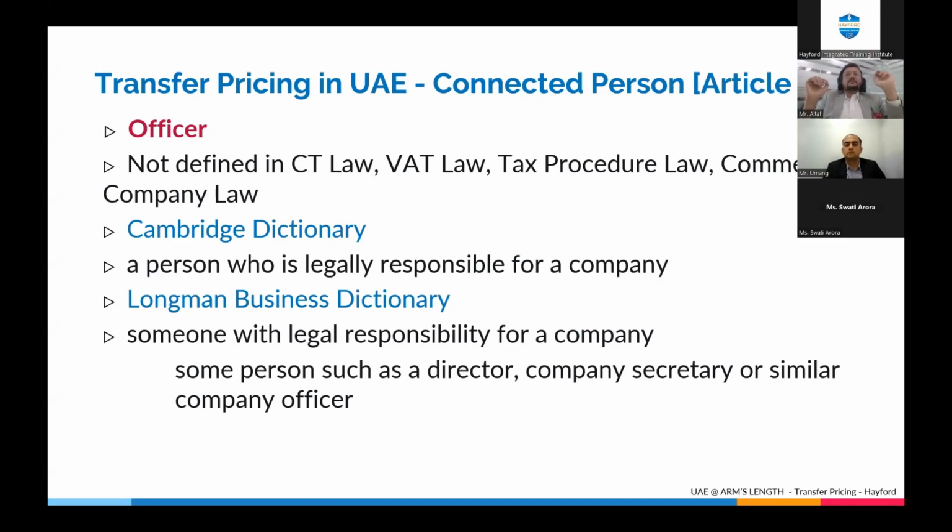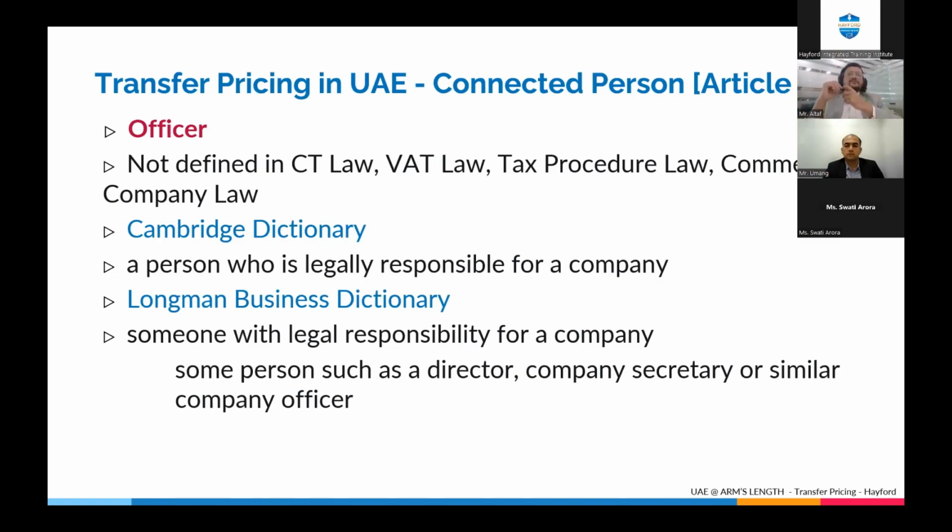Now, coming to Article 36 on the connected person, a discussion on the word officer used there. It is rightly written here that the term officer has not been defined in the corporate tax law. As a matter of fact, it has not even been defined in VAT law, the tax procedures law, or even the commercial companies law. But an interesting angle is that in all the mature jurisdictions of the world, the corporate law uses this word officer in many places.